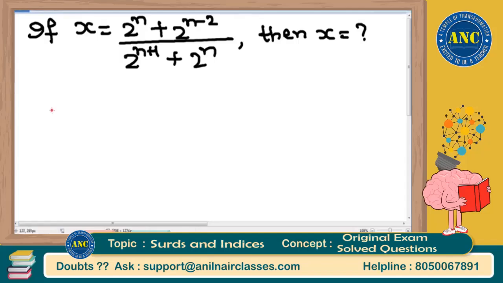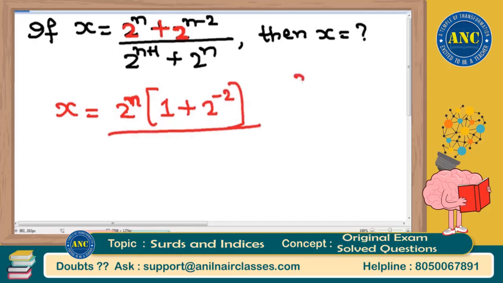Can I say that x is nothing but 2 power n plus 2 power n minus 2. If I take 2 power n common, 2 power n into 1 is 2 power n, plus 2 power n into 2 power minus 2. Since a power m into a power n is a power m plus n, 2 power n into 2 power minus 2 is 2 power n minus 2, which is what I wrote in the numerator.